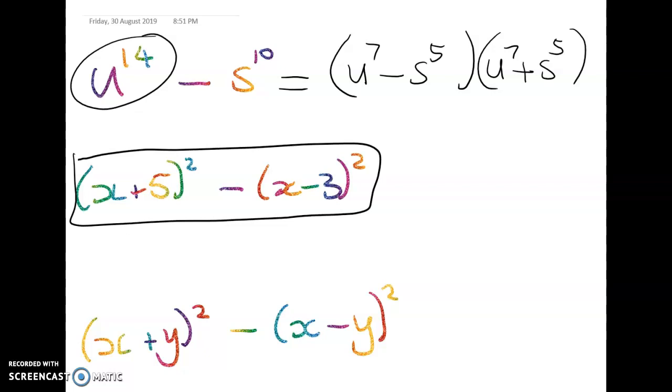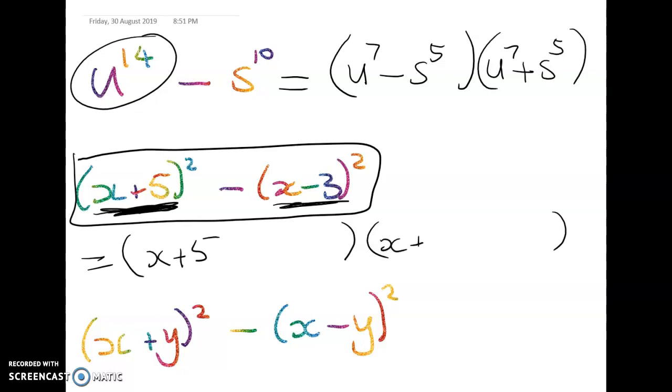We might have it in an algebra problem where we're trying to find an area or something like that. But again, we've got this pattern where we've got a square minus another square. So how can I factorize it? Well, I get (x + 5) times (x + 5) minus, and I'm going to leave some brackets in here, (x - 3), and here I get plus (x - 3).